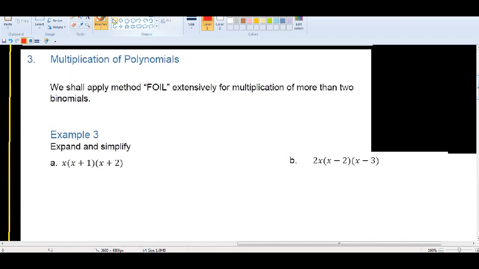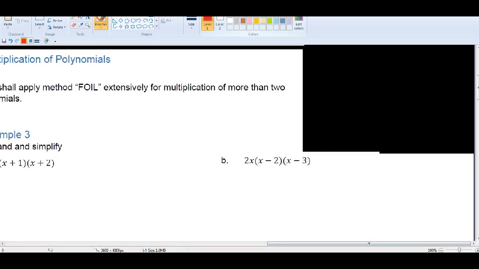Next we are going to do multiplication. Still remember the FOIL method? Let's think about the FOIL. The FOIL method says if I have two binomials multiplied together, then what I'm going to do, still remember the FOIL.